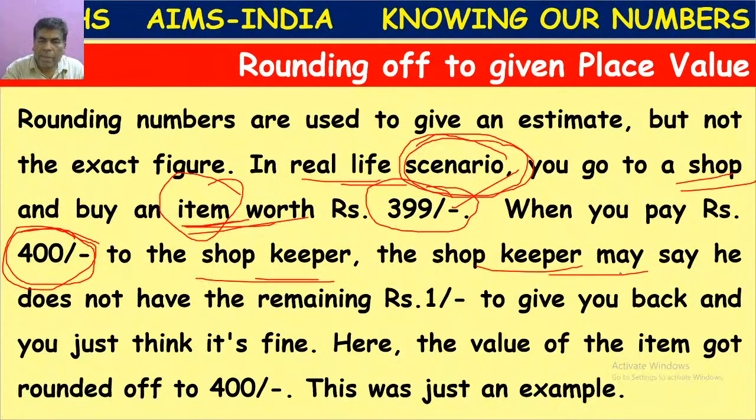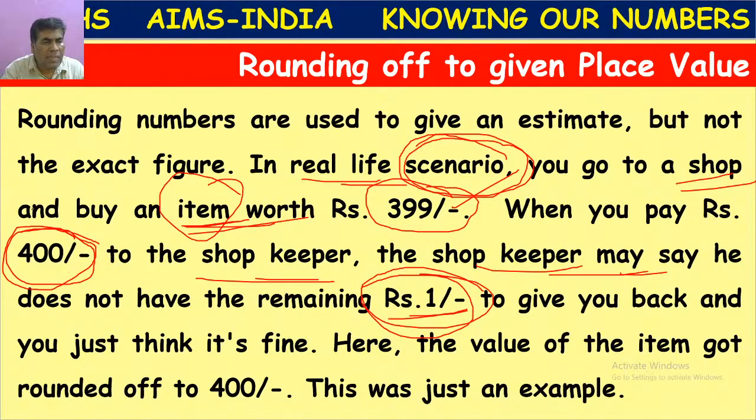The shopkeeper may say he does not have the remaining 1 rupee change, because it is very common. Nowadays getting change is becoming very difficult. After demonetization, it became still more difficult. So the shopkeeper might say there is no change of 1 rupee. So what will you tell? Okay, let's keep 400 with you.